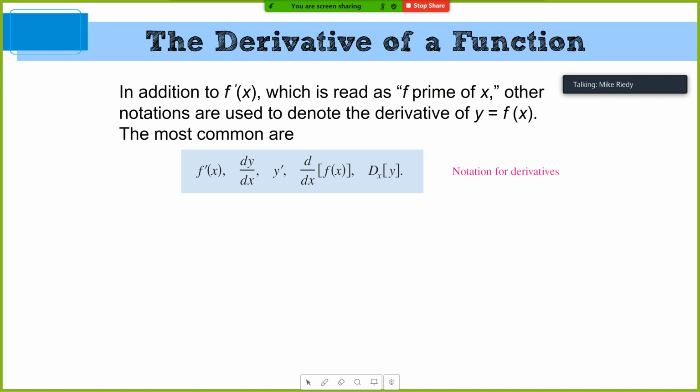The first two are our most common that we'll see. And starting out, almost everything is going to be in terms of x. There are scenarios where that will change, but those are way down the road. Nothing you need to worry about now.